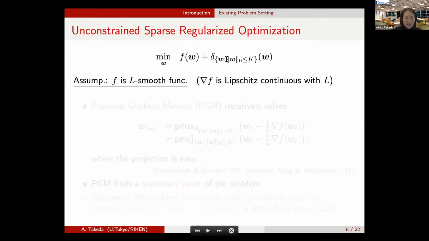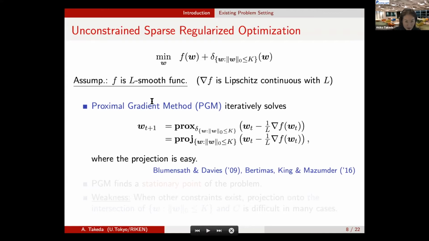Okay, so let's look at the basic problem. This problem is very simple, only one constraint, the L0 norm constraint. The assumption is that f is an L-smooth function. Bloom, Sass, and Davis applied the proximal gradient method to this problem. The method iteratively solves this problem in each iteration.